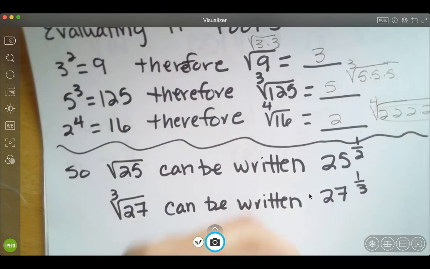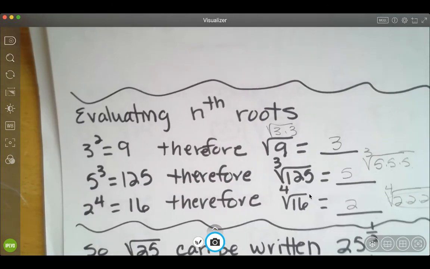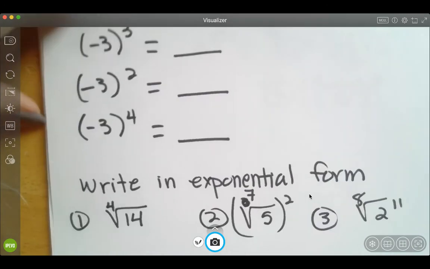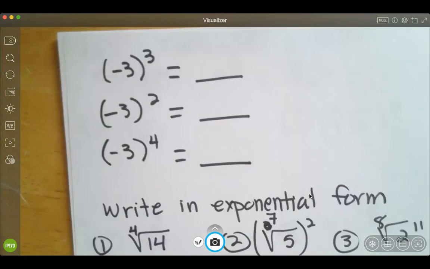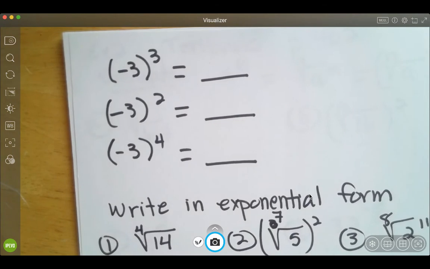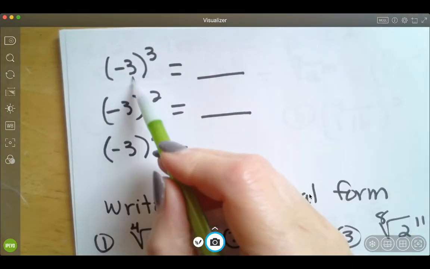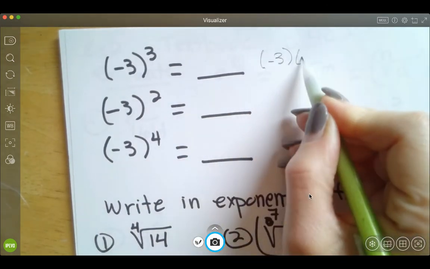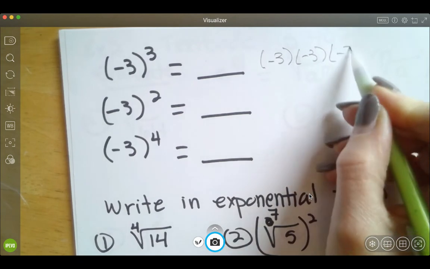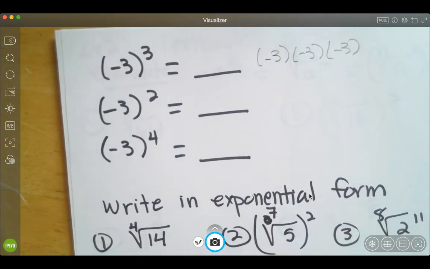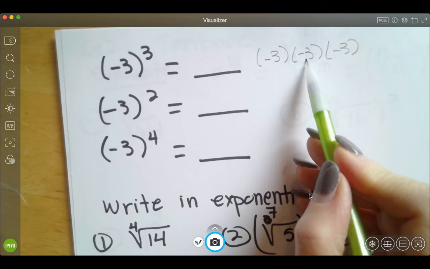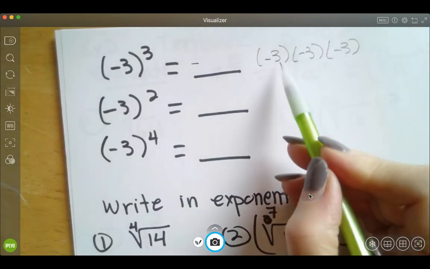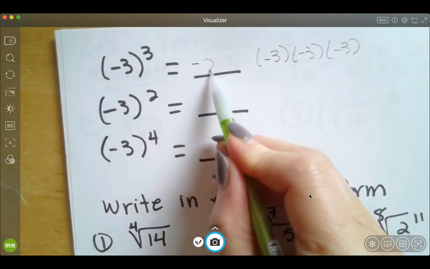Next, we know certain things, and we have to think about these. These are important because we have to think about our positives and our negatives. So, negative 3 to the third power. We know that means negative 3 times itself 3 times. We know that a negative times a negative is a positive, times a negative is a negative. So we know our answer is going to be negative. And then we just do 3 times 3, which is 9 times 3, which is 27.